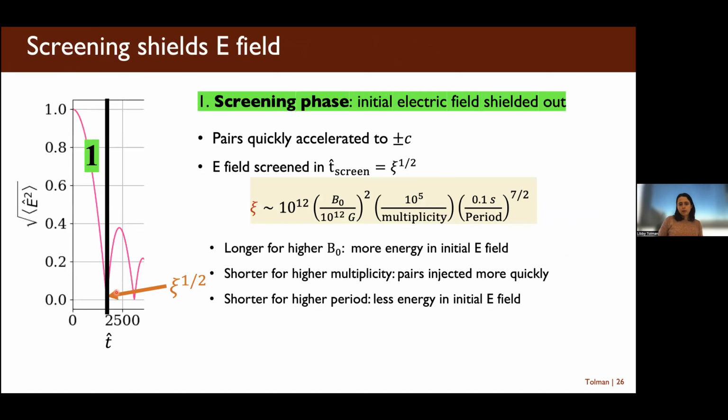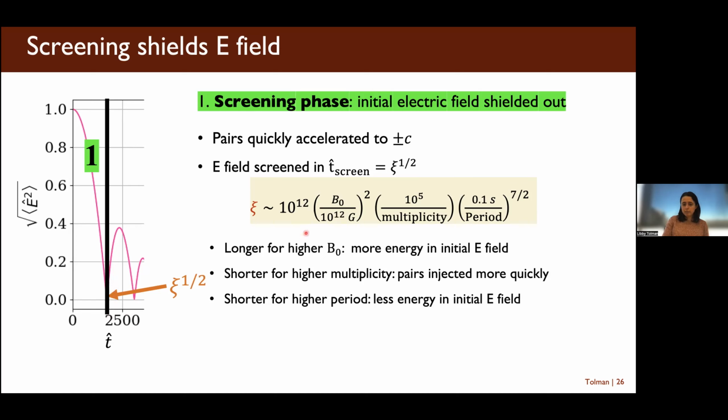All right, so we can use these equations to understand the important phases of the electric field screening that we identified in our simplified PIC simulation. The first phase is a screening phase. In this phase, the initial electric field is shielded out. Pairs are accelerated quickly to almost the speed of light. With that knowledge, you can calculate a screening time for the electric field, which goes like the square root of psi. So you can see that the electric field will go to 0 for the first time at a time that goes like the square root of psi.